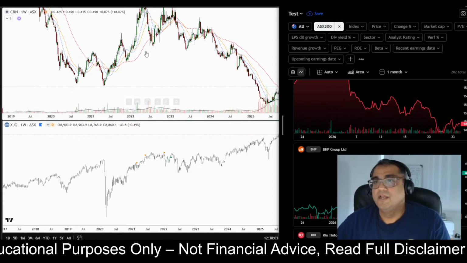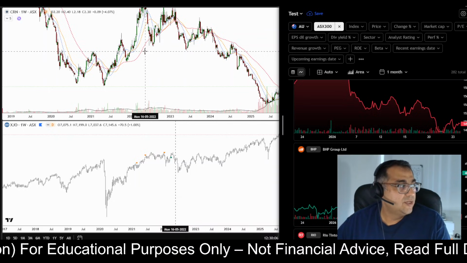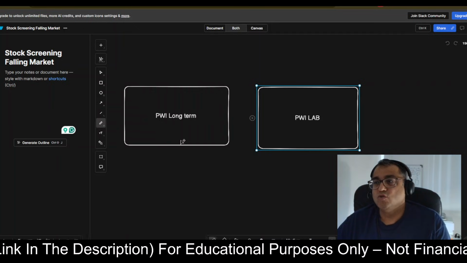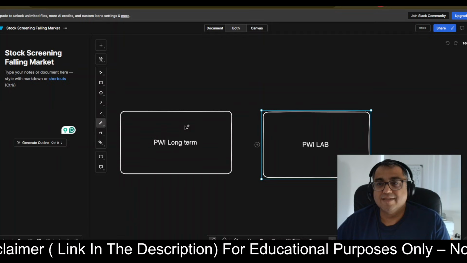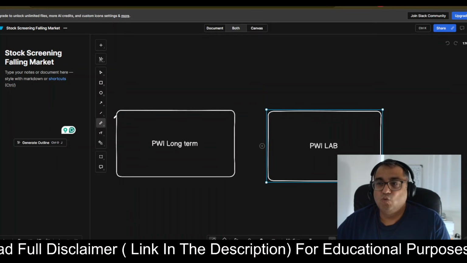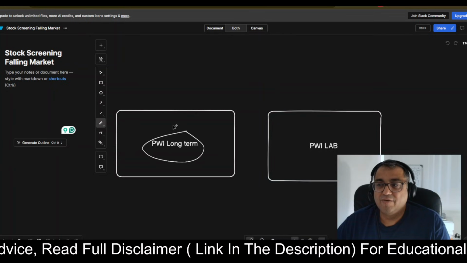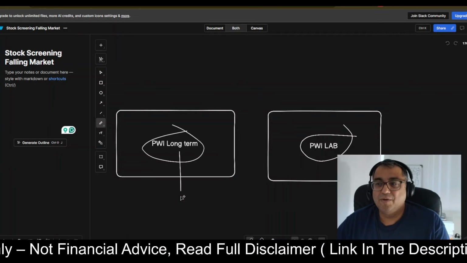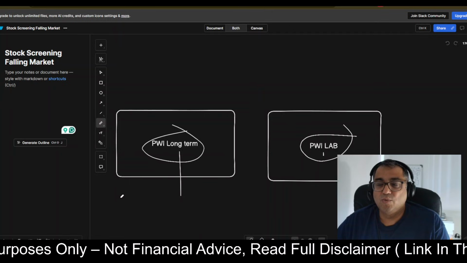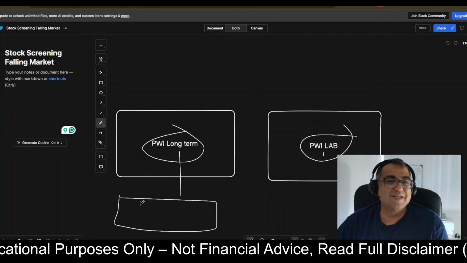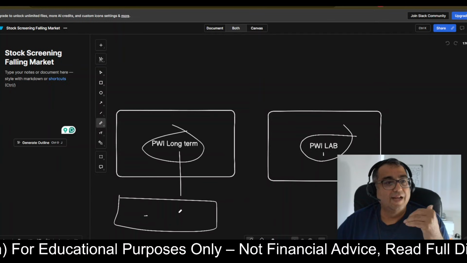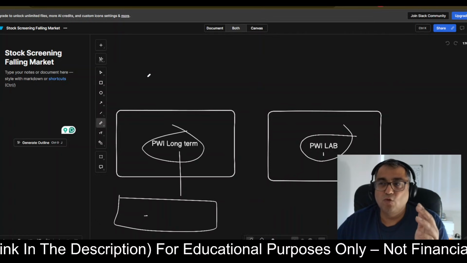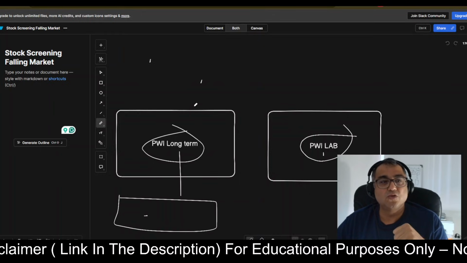So let's get started. First things first, how do I manage overall stock structures? Because that clarity is important. As part of the process, I maintain two bucket lists: the peaceful weekend investing long-term portfolio and the peaceful weekend investing lab portfolio. So what is lab and long term? Long term is the solid fundamental stocks which have strong moats. I want to buy them, and I only follow them on a monthly time frame. That way it becomes more peaceful. I don't have to spend too much energy on this particular set of stocks.